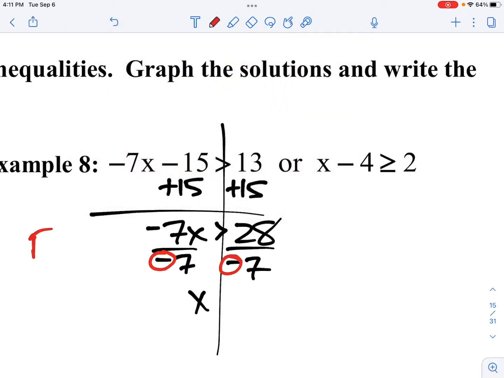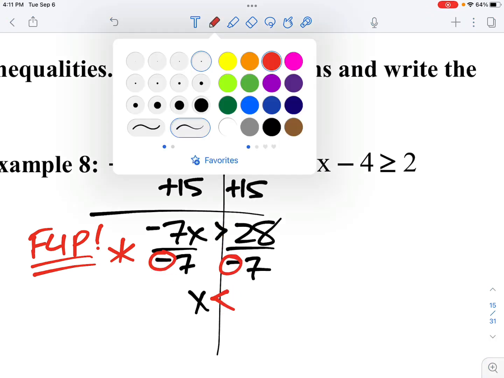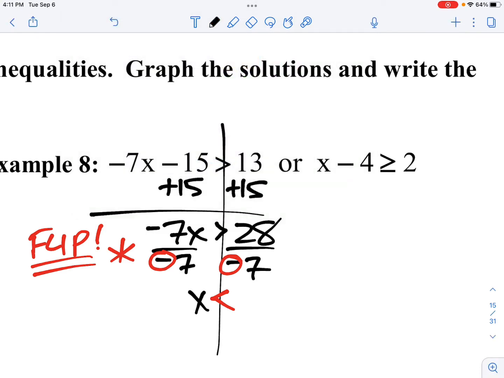This means flip. Remember, anytime you multiply or divide by a negative sign, you have to flip your inequality, so it's actually going to go this way. Oop, I didn't flip it. This way. This symbol now is pointing this direction after you divide by a negative. Same thing happens after you multiply by a negative, if you ever do that. So that would be -4.